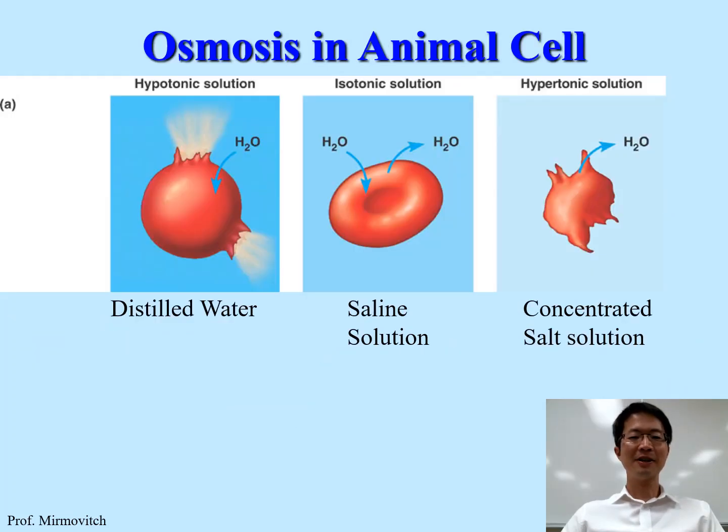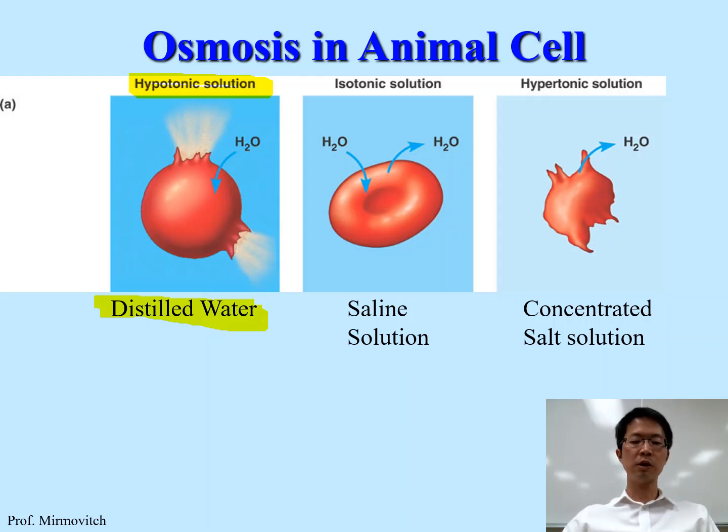Okay, let's take a look at the example of animal cell. When we put the animal cell into the three types of solution we mentioned previously, what will happen? When we put the animal cell in the hypotonic solution, that means low concentrated solution. It can be distilled water. Distilled water is the low concentrated. I would say if there's no other substances like ion in it, then it is pure water.